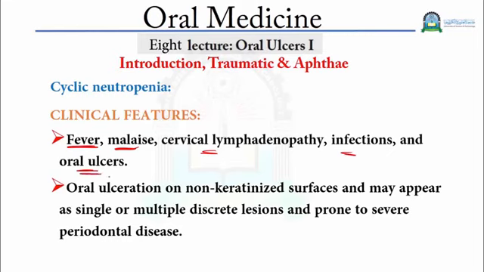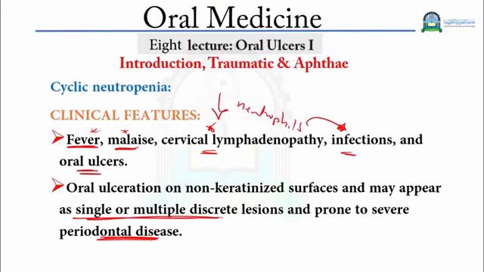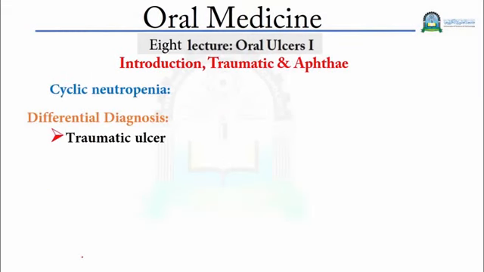So due to decreased neutrophils, there is fever, malaise, cervical lymphadenopathy, and also infections. The oral ulcerations appear on the non-keratinized surface and may appear as single or multiple discrete lesions. The patient may be prone to develop severe periodontal diseases.